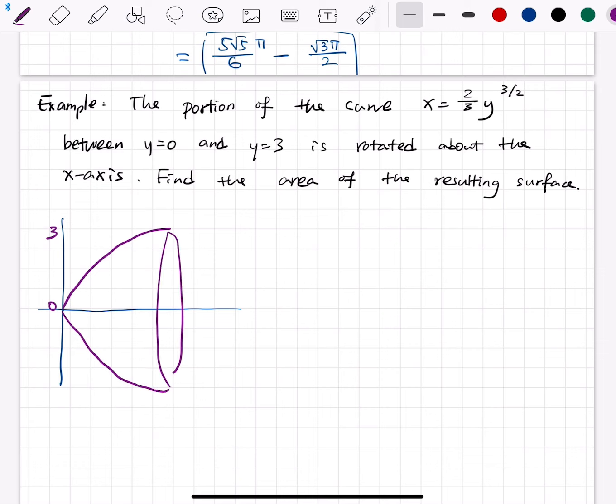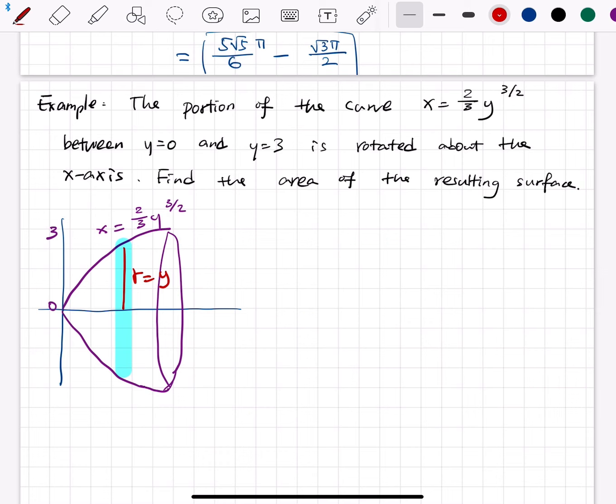So this is the three-dimensional graph, or sketch, we will have. This is x equals 2/3 y to the 3/2. And we're still going to rotate it along the x-axis. So this is our slice, so the radius is still going to be the y.